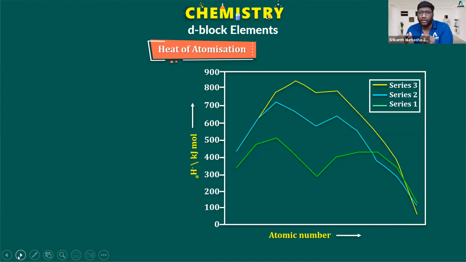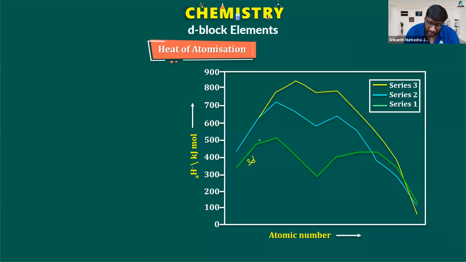Stronger metallic bonding means it is very difficult for that metal to lose the metal atom. That means enthalpy of atomization is high. Again, all these three, enthalpy of atomization, melting point, metallic bonding, are directly proportional to the number of unpaired electrons. Greater the number of unpaired electrons, greater is the metallic bonding, greater is the enthalpy of atomization, greater is the melting point. Exception for d5 electronic configuration. Why? Because they have different crystal structure and obviously they have stable electronic configurations.